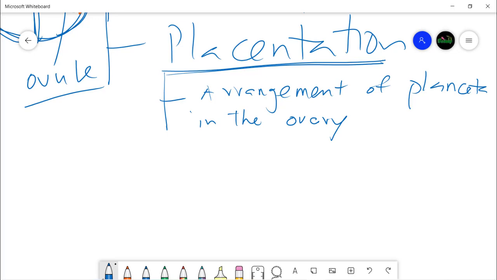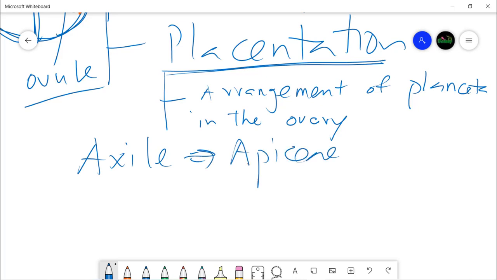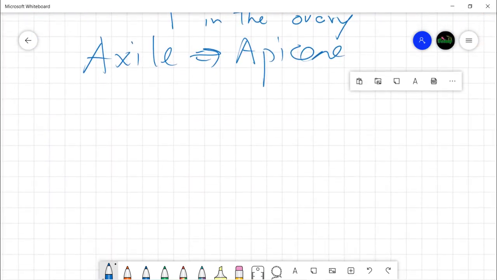So there are several different kinds of placentation. We have marginal placentation, we have parietal placentation, and we have axile placentation, free central placentation, basal placentation, and so forth. So there are many different kinds of placentation. The kind of placentation which is found in family Apiaceae is axile placentation. So let's see what is axile placentation.